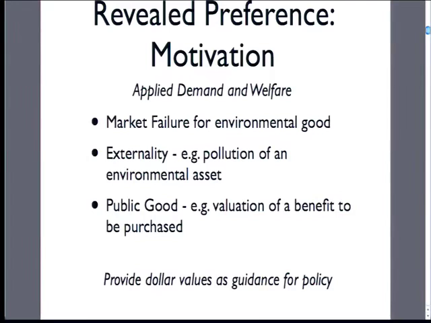Another way to think about it is there's a public good. There's a market failure for a public good. We need to value the benefit in terms of recreation demand so we can justify public dollars being spent on a public good. So these are just broad areas of examples of why we would need to come up with dollar values as some sort of guidance for public policy.